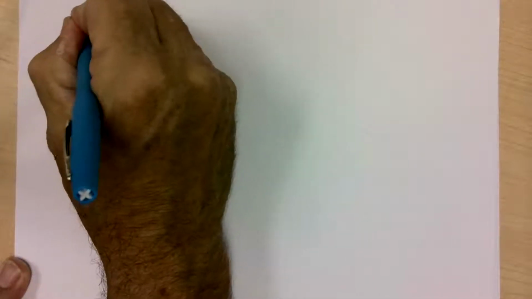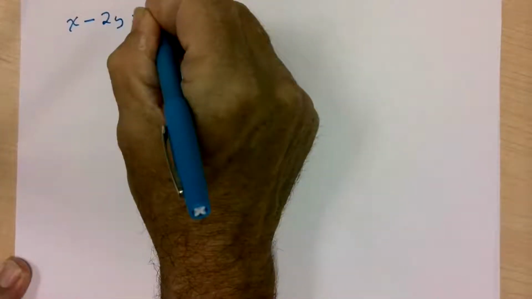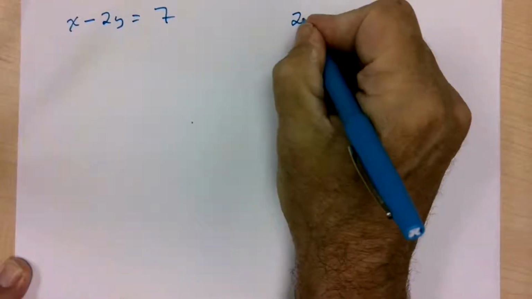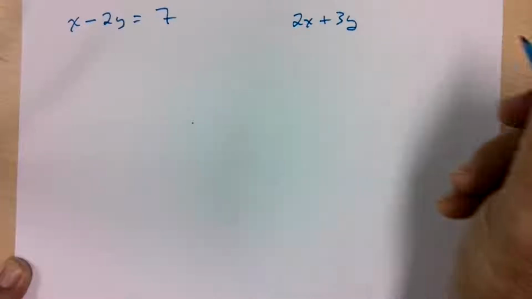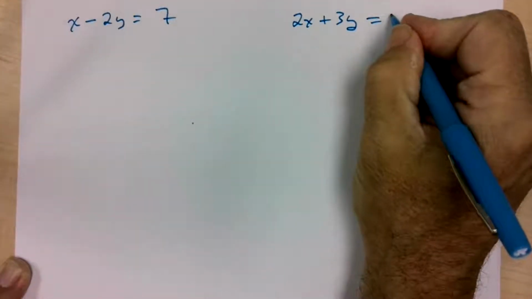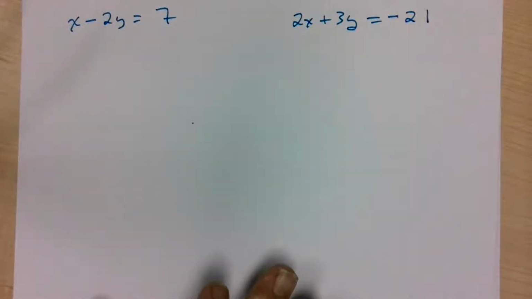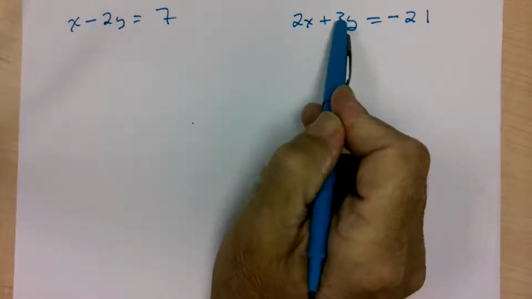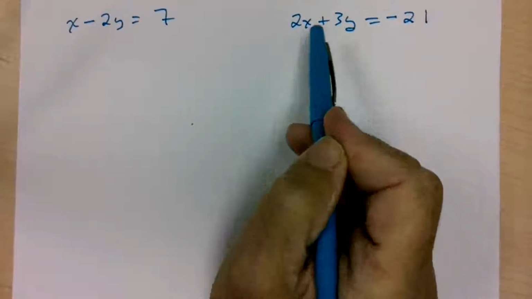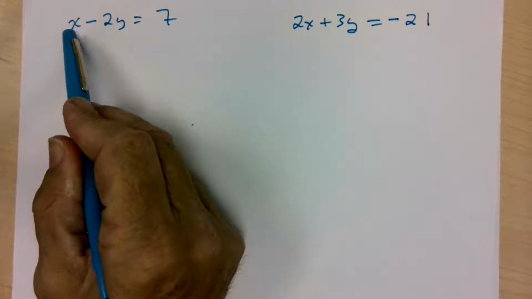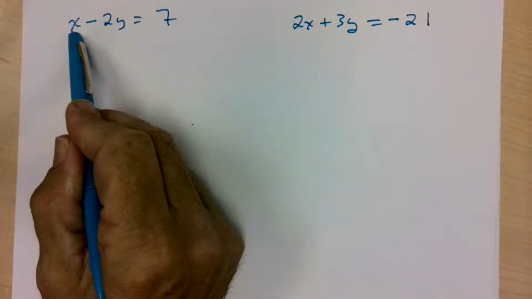How about x minus 2y is 7, and 2x plus 3y is -21. Now, to use the substitution method, I need to solve for one of the variables. I could solve for this y, it's got a 3 next to it. This x has a 2 next to it. This y has a -2 next to it, or this x, which has a 1 next to it. This x is the easiest one to solve for.